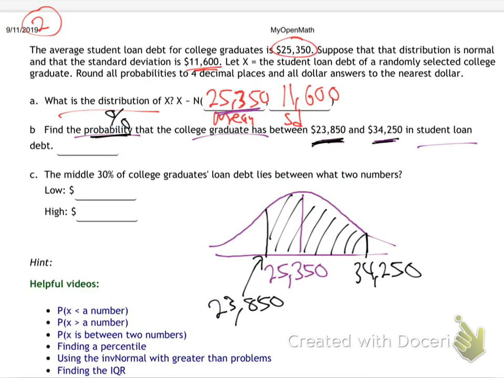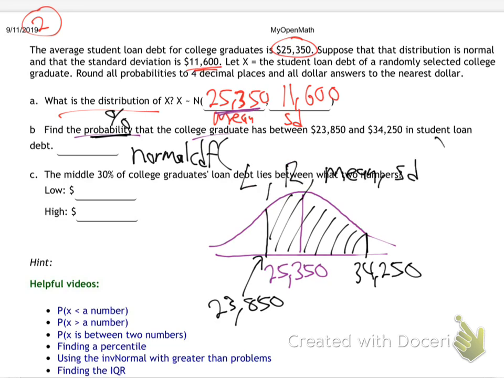So we're going to do normal CDF, and we're going to do left edge, right edge. Remember how it works: left edge, comma, right edge, comma, mean, comma, standard deviation. Can you crank that out real quick? What do we mean by left edge, right edge? We mean the left edge of the chunk of shading and the right edge of the chunk of shading. And what are those numbers?